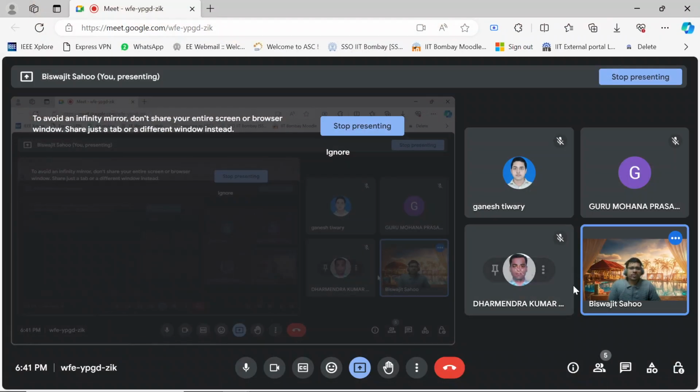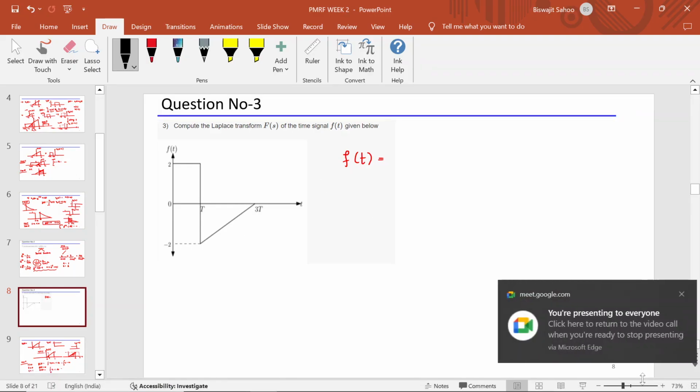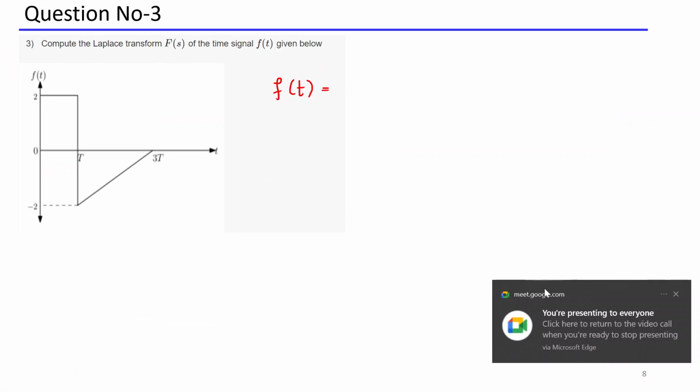Someone wants to join. No. Okay. Let me start from the basics, okay? Because sometimes these are very important in GATE or any competitive exams.